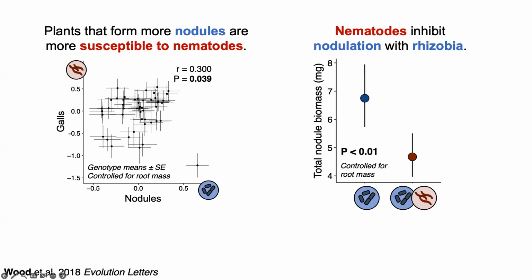The other thing that we found is that nematodes inhibit nodulation with rhizobia, and this is maybe our most repeatable result. Over and over again, in different experiments, when we inoculate plants with nematodes, we find decreases in the total nodule biomass that these plants are making. And again, this effect is consistent even after you control for things like plant size. So essentially what we're seeing is a decrease in the relative investment in nodulation on plants that are infected by parasites.